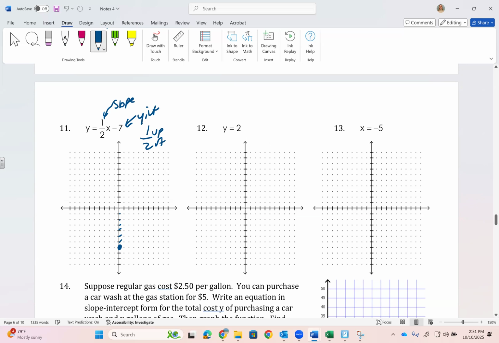So from here, you're going to go up 1 and right 2, up 1 and right 2, up 1 and right 2. You need at least 5 points if they'll fit. There you go.